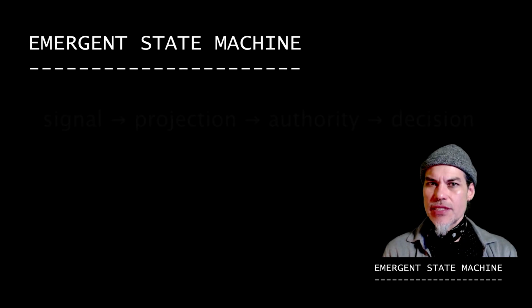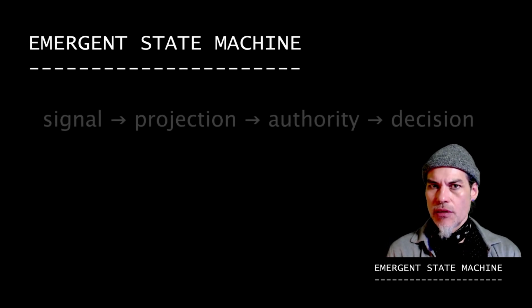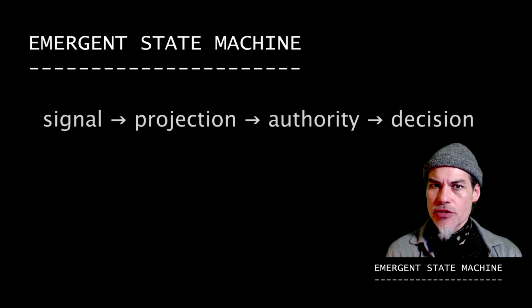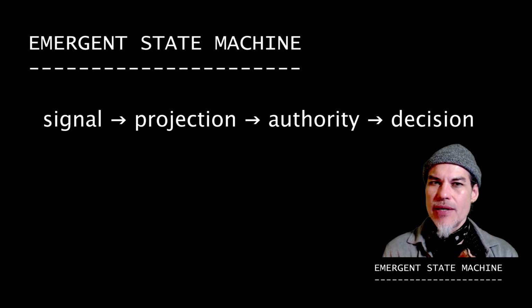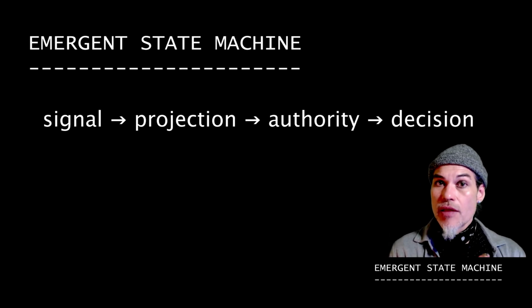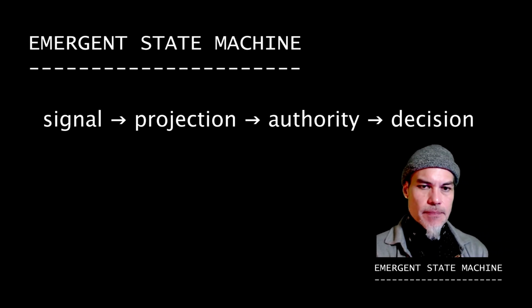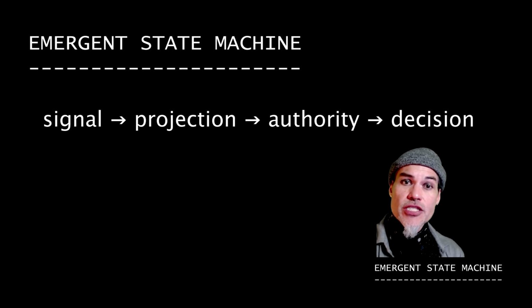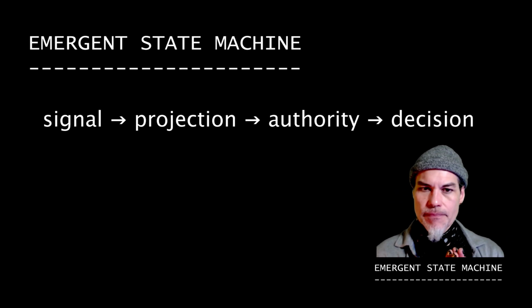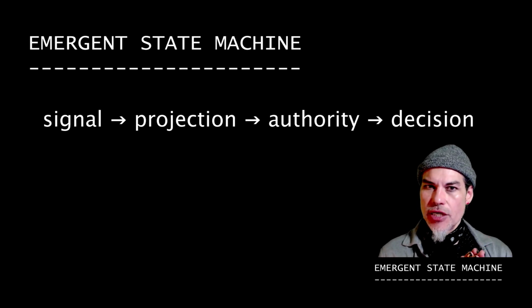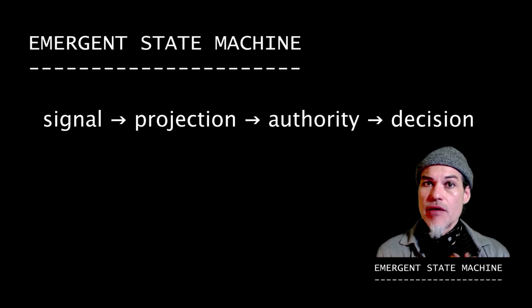In the emergent state machine architecture, we separate layers that are collapsed in most systems. The signal layer is what we observe. The projection layer is how signals are interpreted. Authority is the rule or policy governing the decision. And the decision is the resulting action, for example, triggering an alarm.